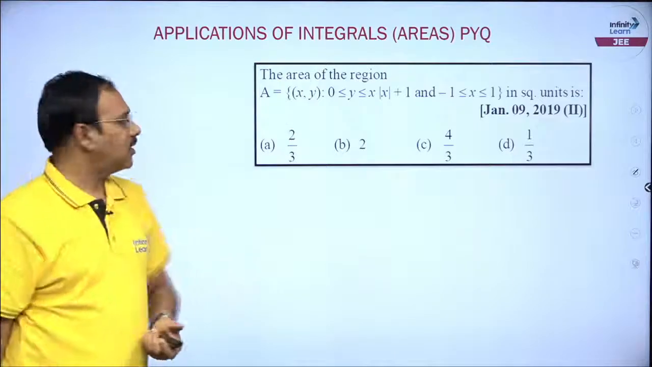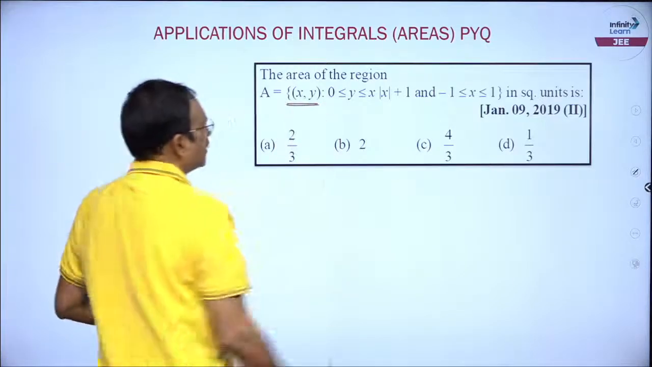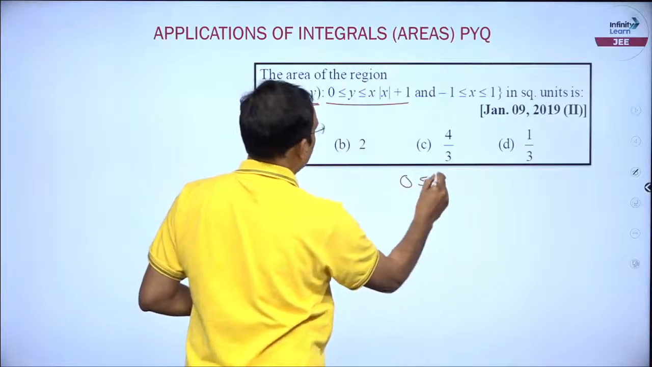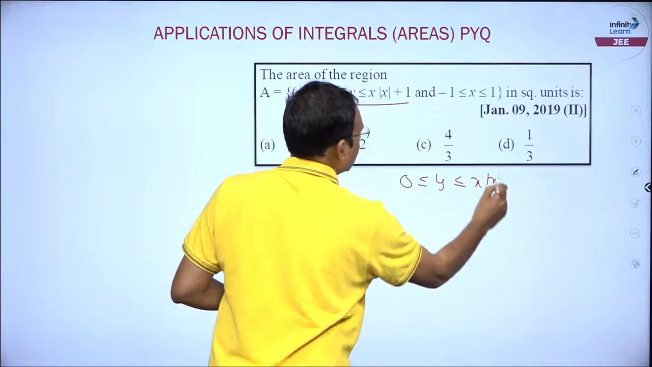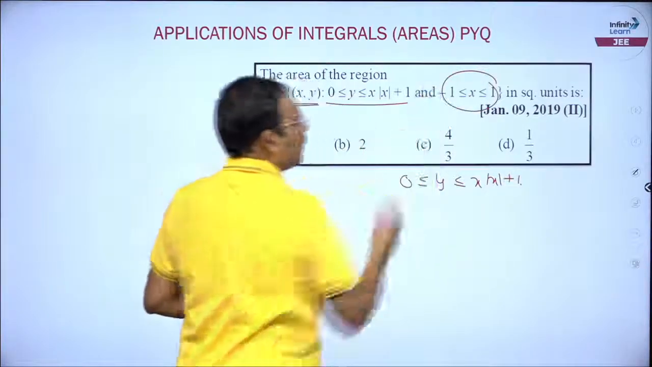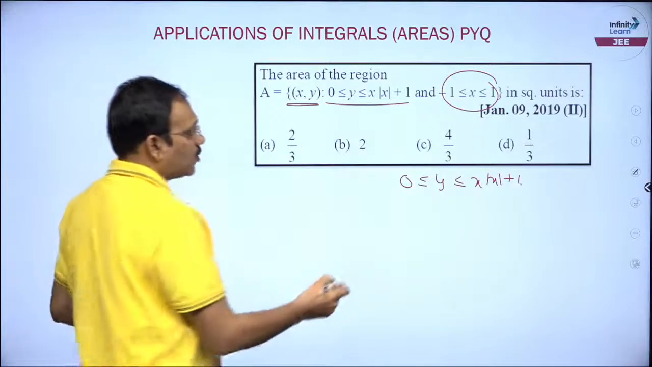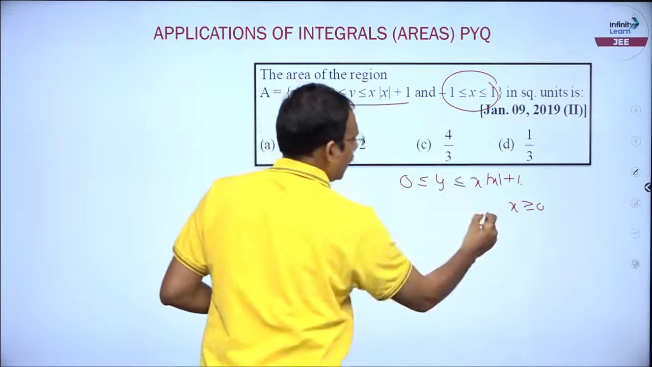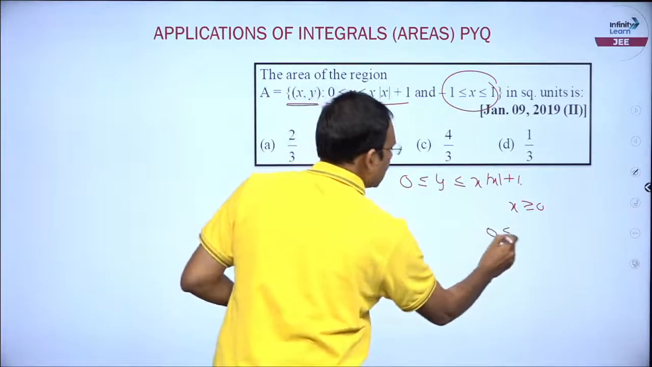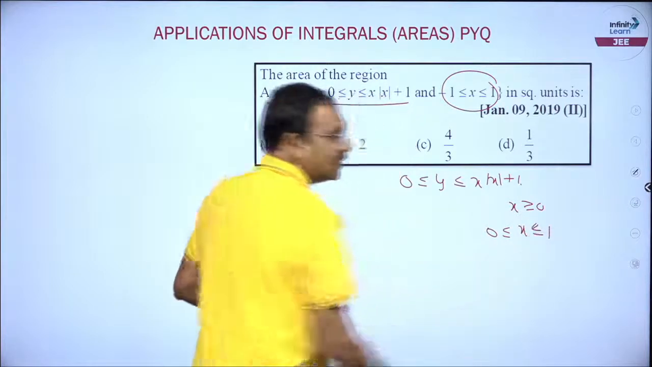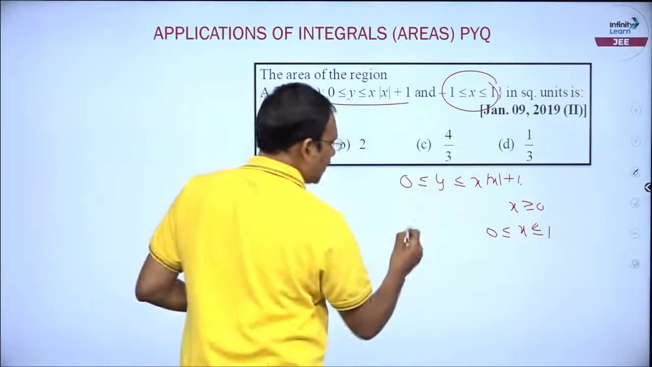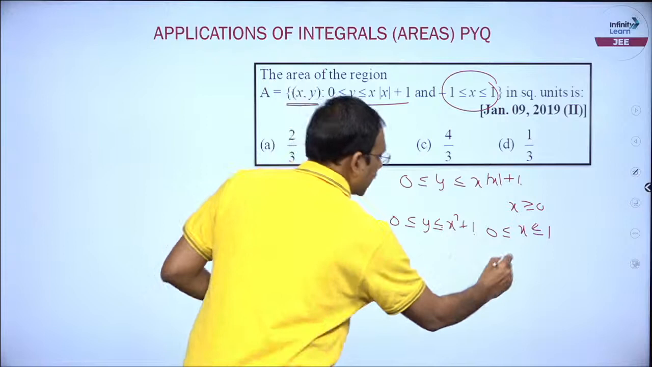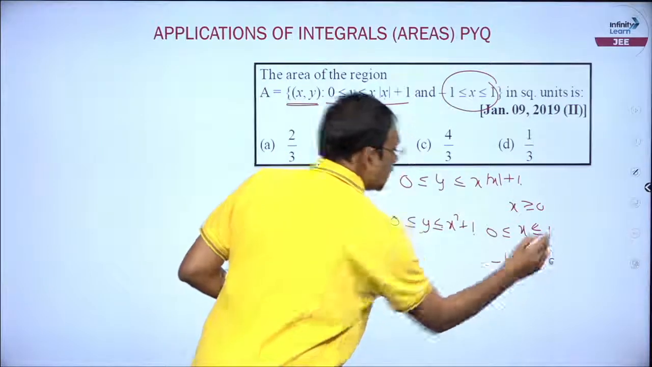Yeah, you see this question, A is the set of all x comma y such that 0 less than or equal to y less than or equal to mod x square plus 1, and x is between minus 1 to 1, friends. A simple question. What you can do is case 1, suppose x is greater than or equal to 0. Of course, can I write 0 less than or equal to x less than or equal to 1? In this case x is positive, mod x is x, this becomes y is equal to x square plus 1. Second case, minus 1 less than or equal to x less than or equal to 0.